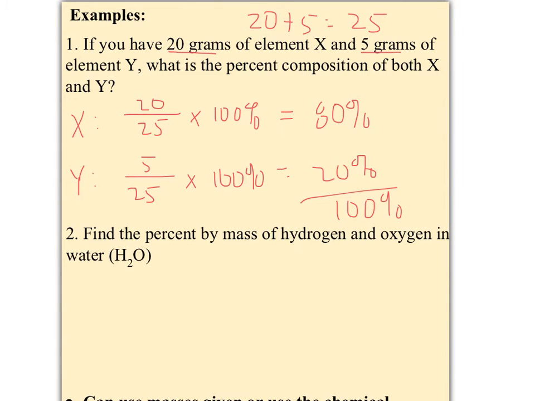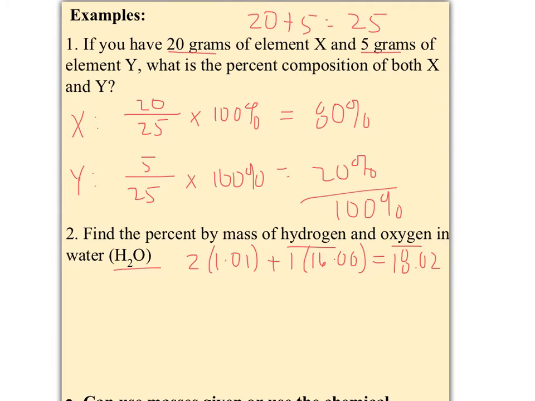The second question seems a little more difficult. It seems as if you don't have enough information, because it says find the percent by mass of hydrogen and oxygen in water. Well, actually, we do have enough information because we know water has 2 hydrogen that each have a mass of 1.01 grams per mole, and it has 1 oxygen with a mass of 16 grams per mole. So we know that a mole of water weighs 18.02 grams per mole.